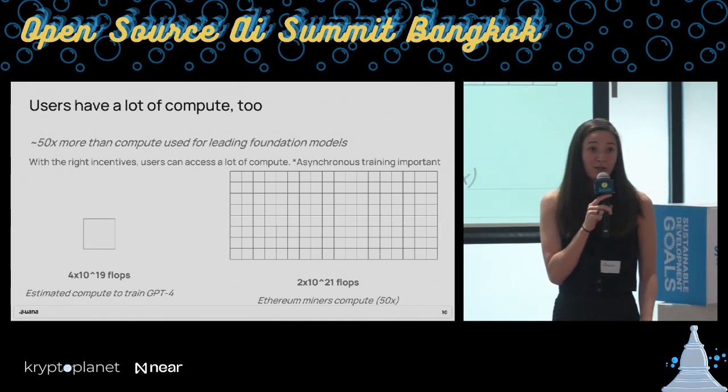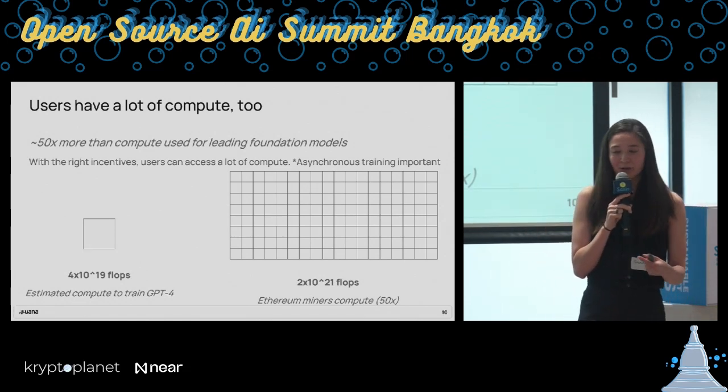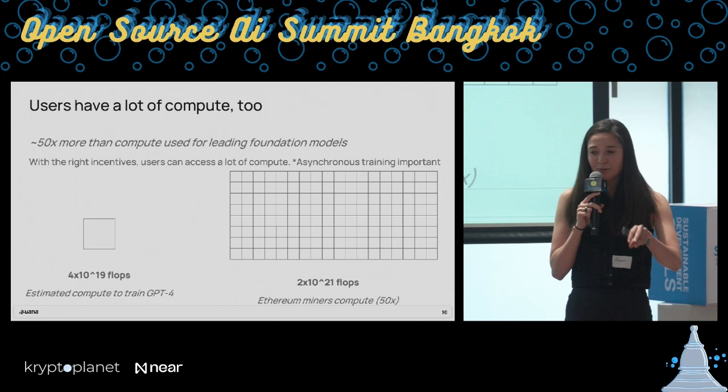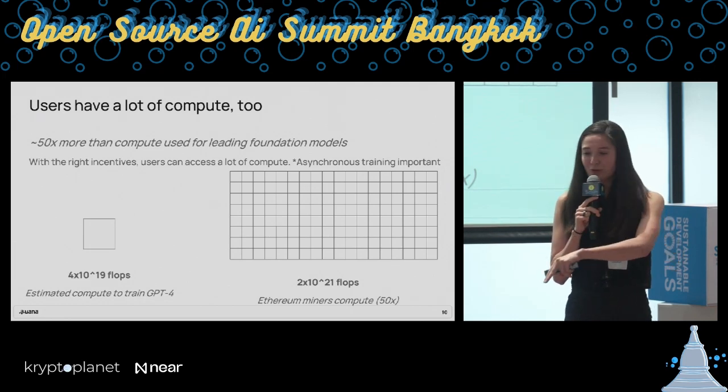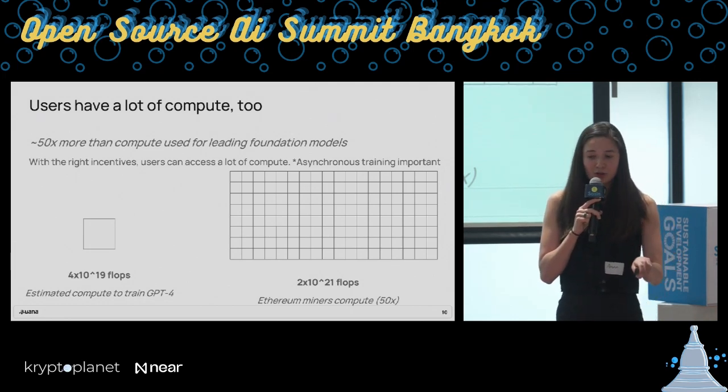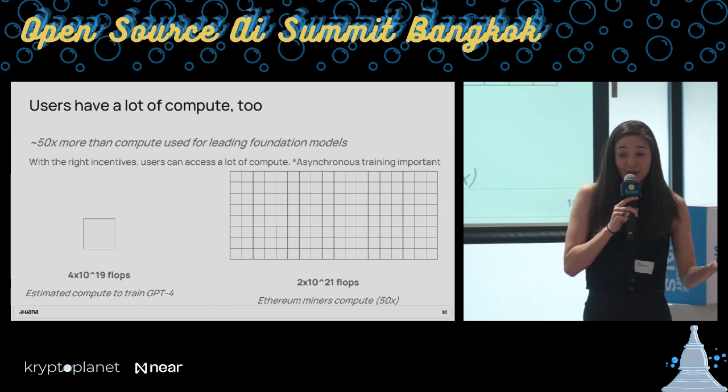They also have a lot of compute. This is actually the number I mentioned in the panel before, but if you compare compute power of Ethereum miners in the proof of work days to what was used to train GPT-4, they have like 50 times as much compute.